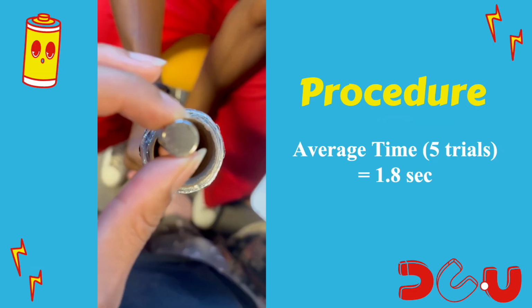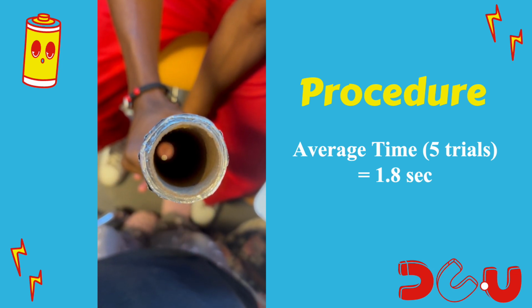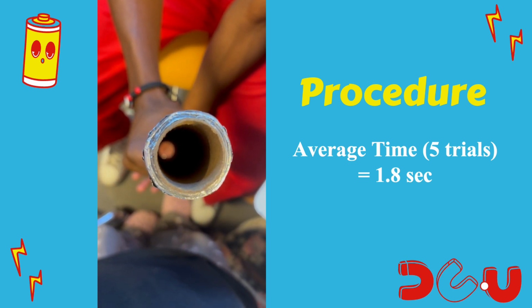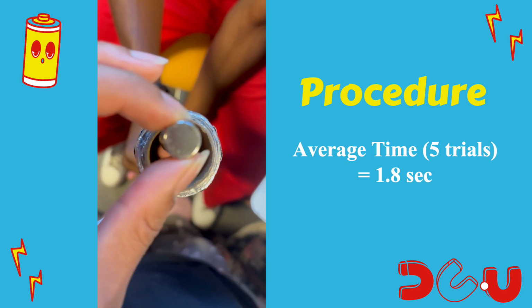For the procedure, we take an aluminum tube and measure its length, its width, and its inner width, like the inner radius. Then we measure how long it takes for the magnet to fall to the bottom. For 5 trials, we got an average time of 1.8 seconds.